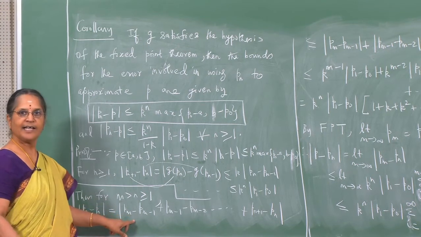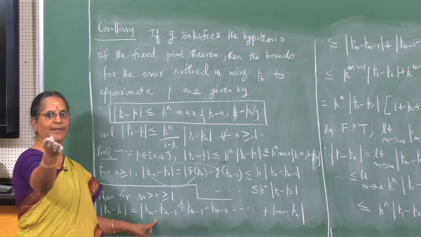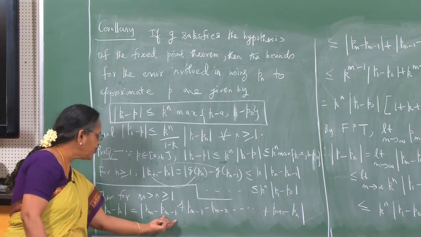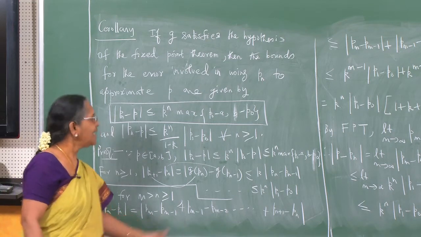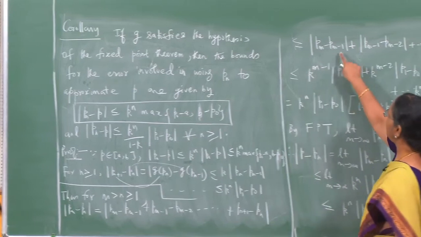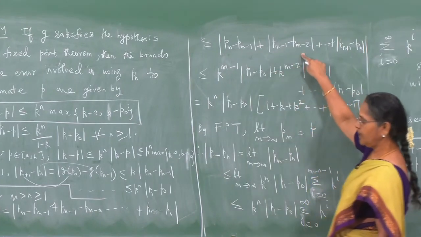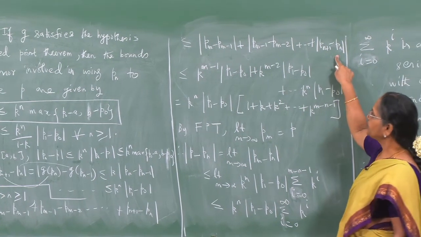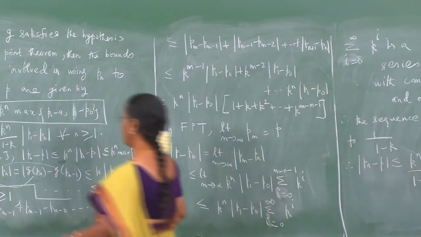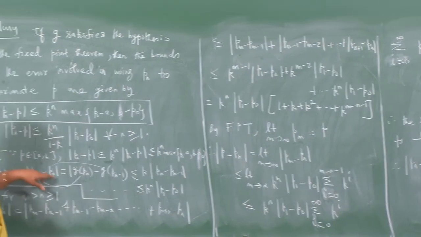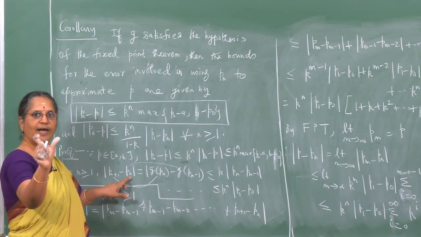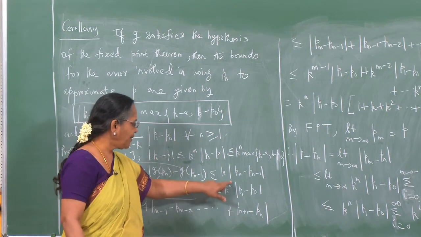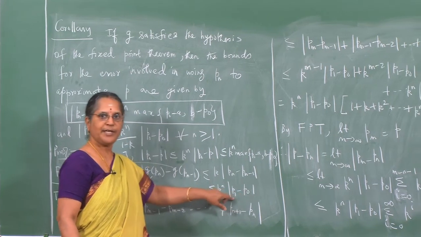And now I apply the triangle inequality. So, modulus of a plus b is less than or equal to mod a plus mod b, and extend this inequality and use that result here. So, this will be less than or equal to mod P m minus P m minus 1 plus mod P m minus 1 minus P m minus 2 etc. plus mod P n plus 1 minus P n. But we have just now shown mod P n plus 1 minus P n, namely the absolute value of the difference between successive iterates, is less than or equal to k power n times mod P 1 minus P naught.